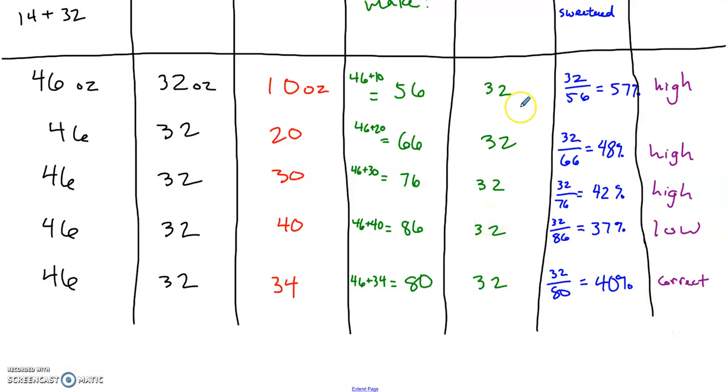So then I want to make sure I reread the question. How much more unsweetened cereal does Denise need to mix in? So she needs to mix in, that was this column right here. My answer is 34 ounces of unsweetened cereal needs to be added.